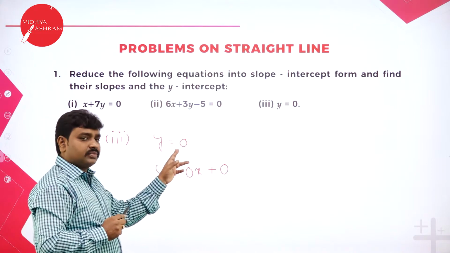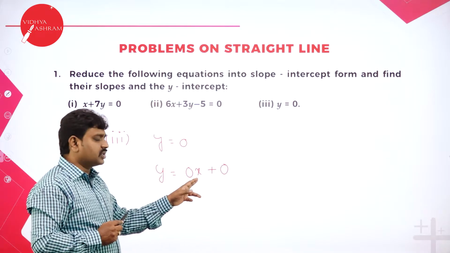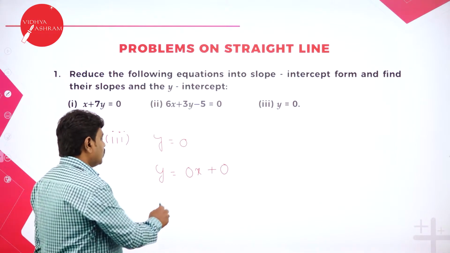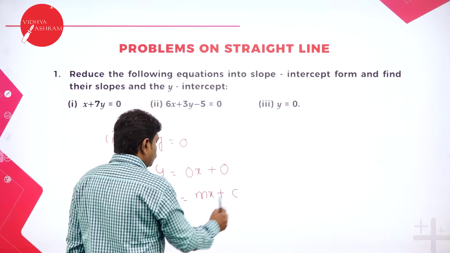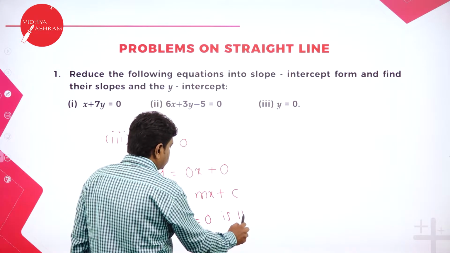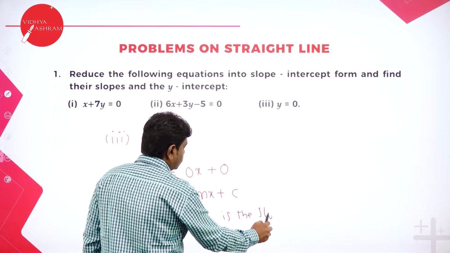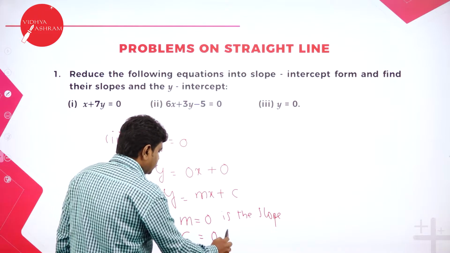Because I don't have an x term, instead of leaving it, can I write 0 times x? 0x is what? 0 into anything is 0. Now I'll compare it with mx plus c. Now you have m. m is what? 0 is the slope. And c, what is c you got? 0 is the y-intercept.